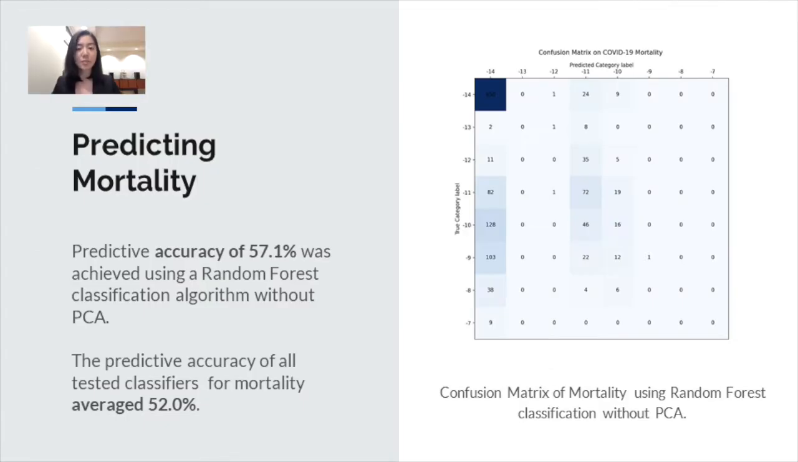COVID-19 mortality was predicted most successfully using a random forest classification algorithm with no PCA. This had an accuracy of 57.1%. The average predictive accuracy of all tested classifiers was 52.0%.